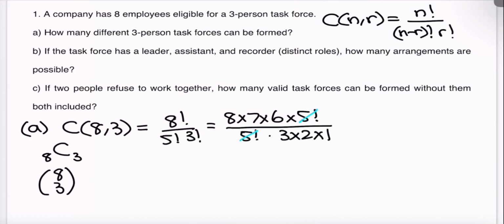Then I can cancel out my 5s. I can also say, well, 3 times 2 times 1 is just 6, so I'll cancel this out with 6. And my final answer is just 8 times 7, which is 56. And that's the nice thing about these factorial type of equations is we can often get rid of a lot of the numerator and denominator because a lot of things will cancel out. Also, in a lot of data management tests, you'll be allowed a calculator. So you could also just type into your calculator 8 choose 3, and that will also just give you 56 directly. So the answer for part A is that 56 different 3-person task forces can be formed.